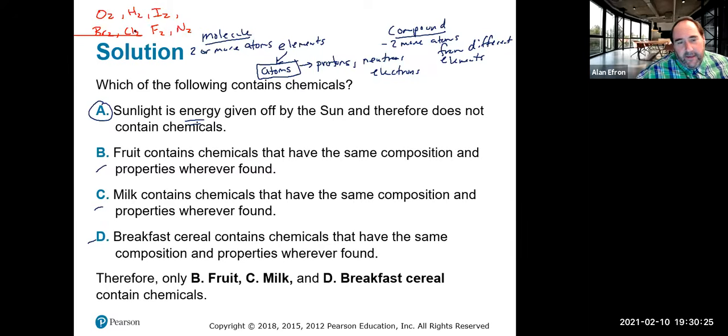N2. Now, all of these are basically two atoms of an element, like oxygen that I drew a second ago. They are two atoms of the same element, so they are two atoms, which means this is considered a molecule. But because these atoms are the same element, they are not a compound. They're actually still an element. These are what are sometimes referred to as diatomic molecules.